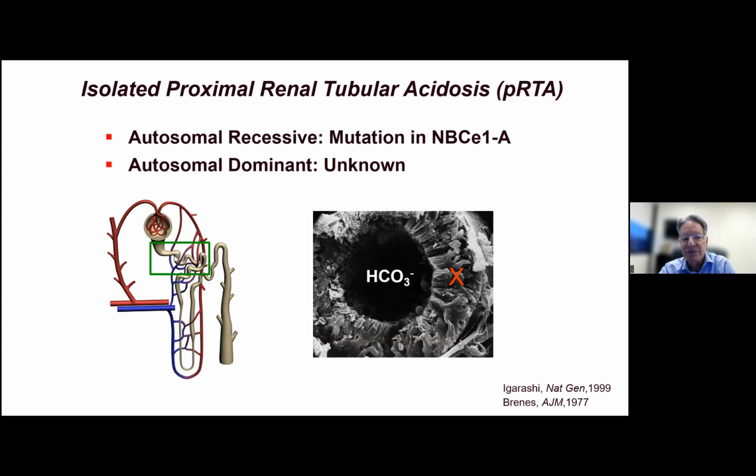So patients with NBCe1A mutations can't absorb sodium bicarbonate across the basolateral membrane. And the rest of the nephron doesn't have the transport machinery, and it just ends up in the toilet. When it's first created, obviously, they're born with the abnormality already. The bicarbonate's already been lost.